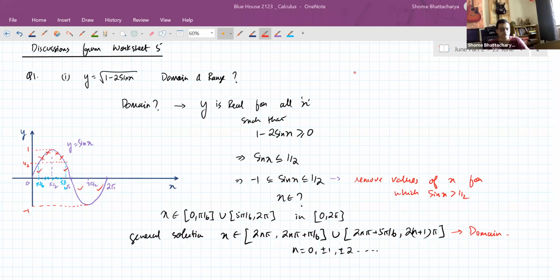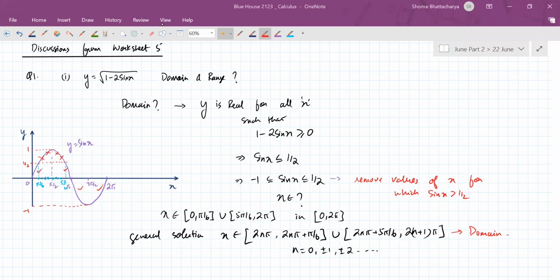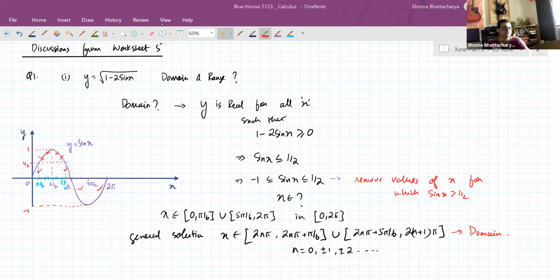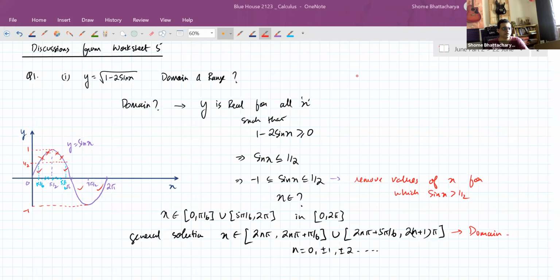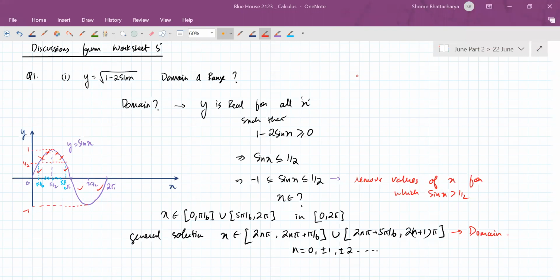So, yes, how did that -1 come up? Because sine x is anyway not less than -1, for all values of x. When we say that sine x is less than or equal to half, that means it's only between -1 and half, no? You're following, no? Yes, sir.